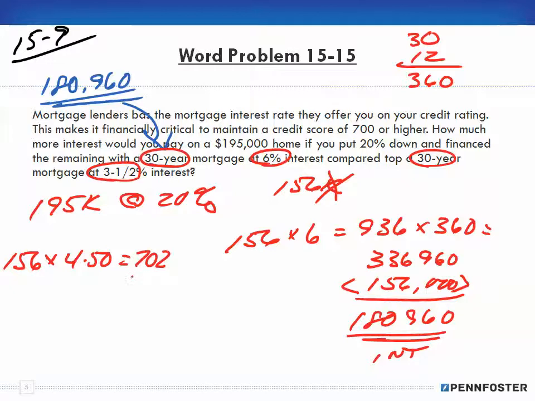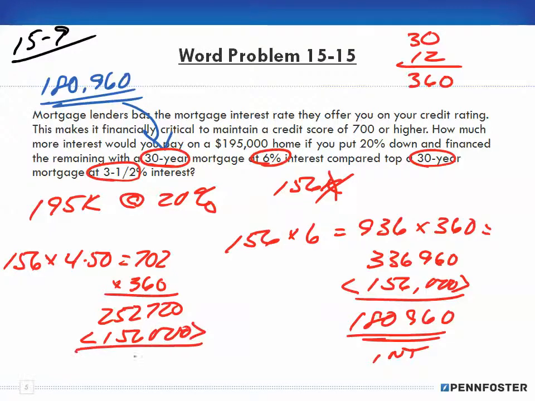And when I multiply that payment of 702 times 360 payments, I end up with 252,720. And I subtract out the 156,000, and I end up with $96,720 for interest.